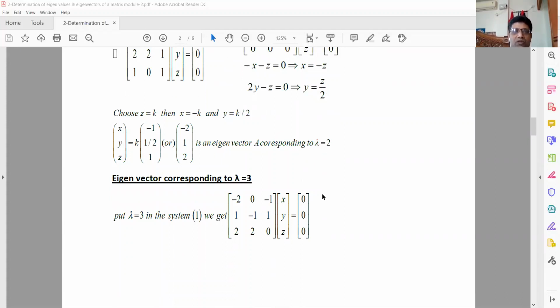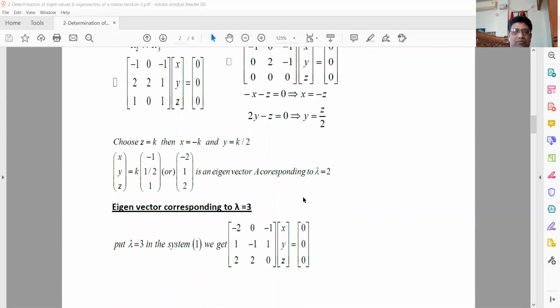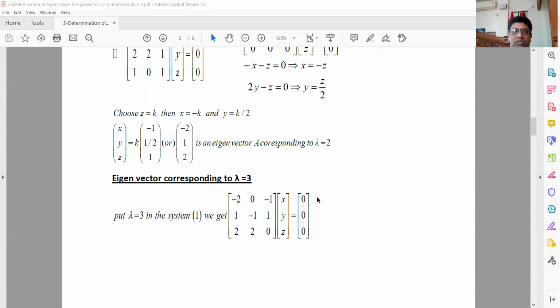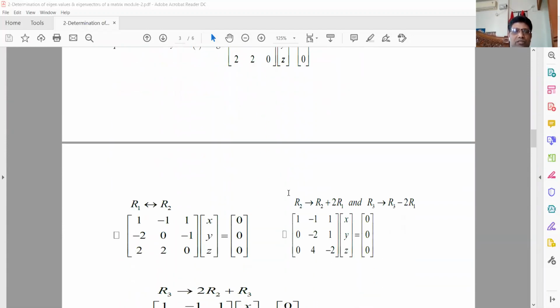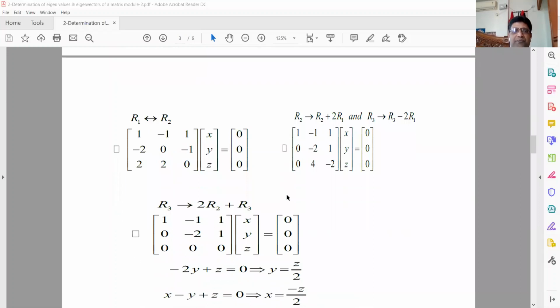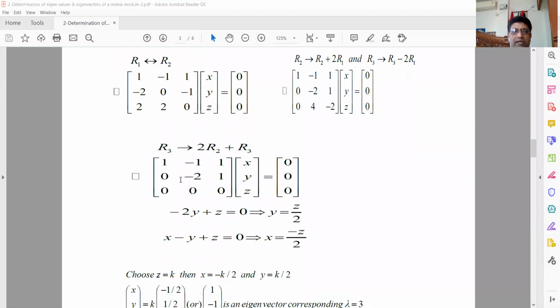Next, eigenvector corresponding to lambda equals 3. So same procedure we will adopt. We will substitute in the given system. Therefore, you will get this equation. We will reduce this into upper triangular matrix, right? So we'll get this equation.